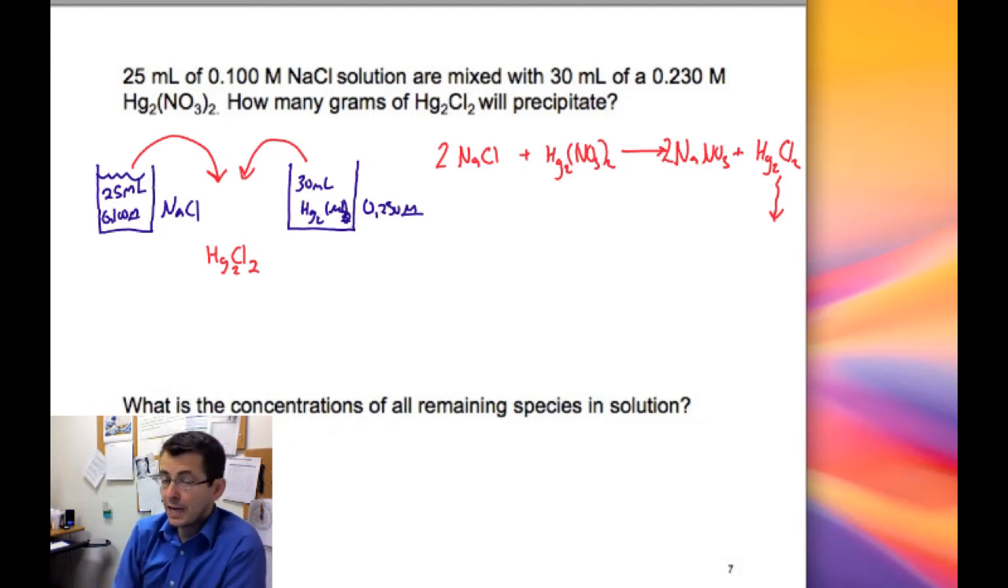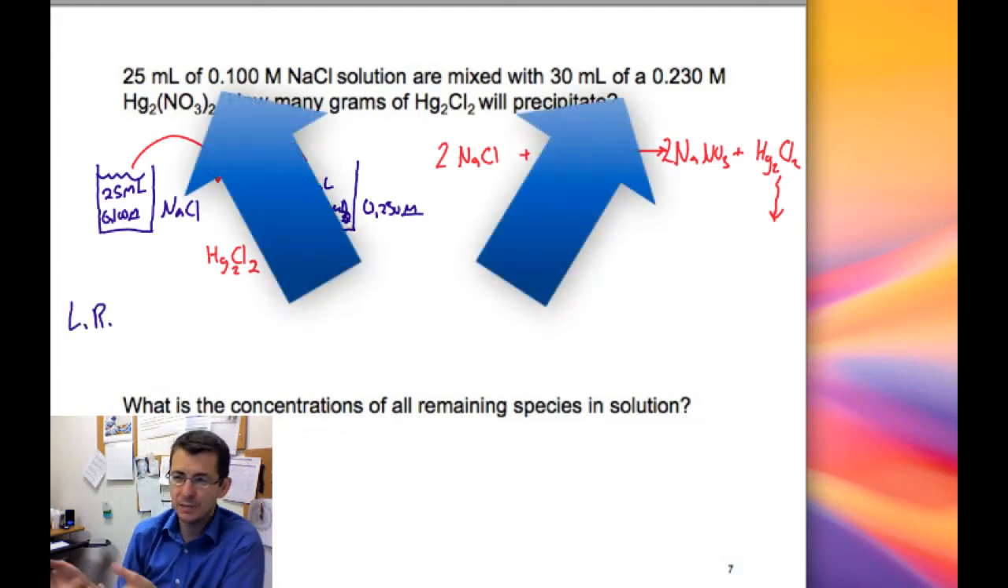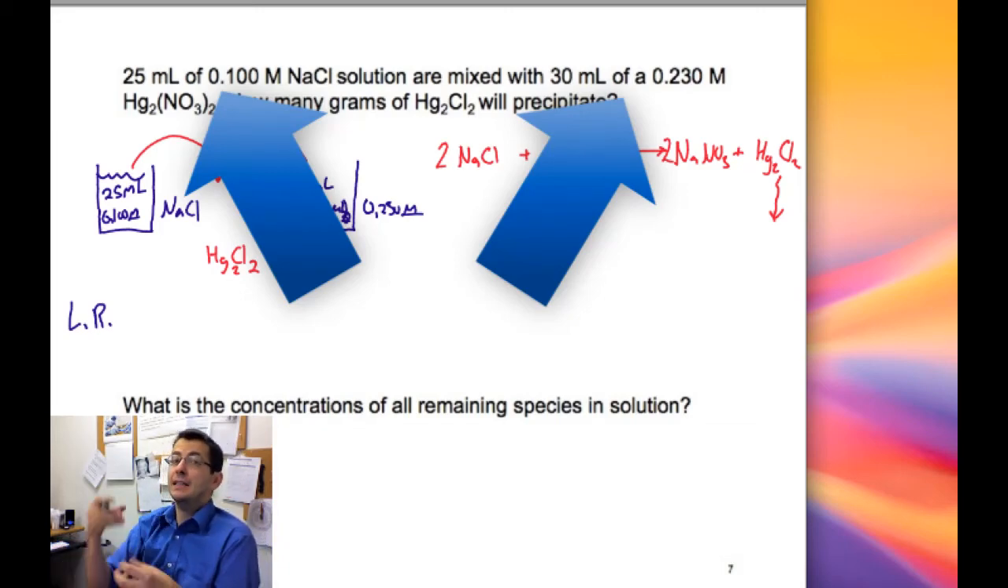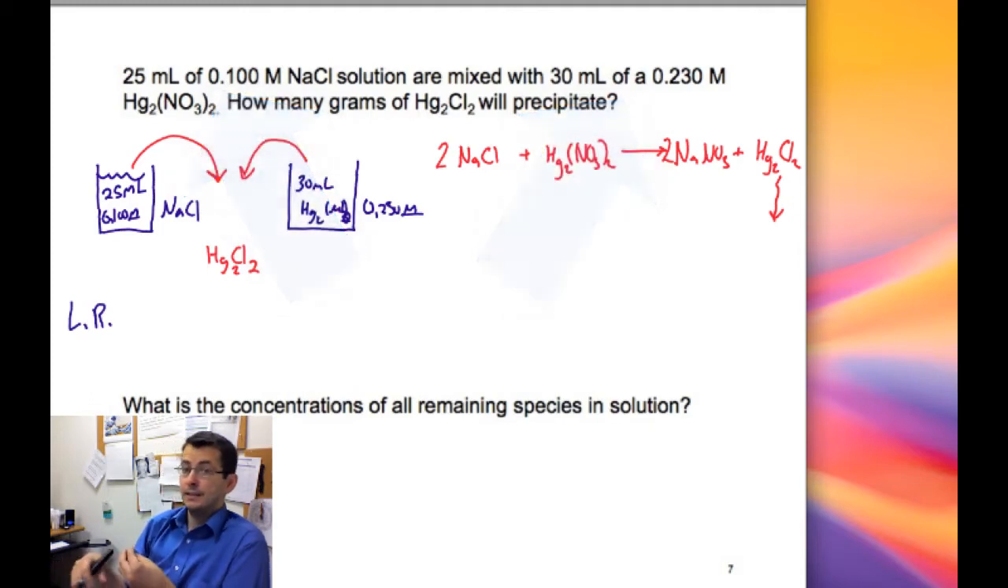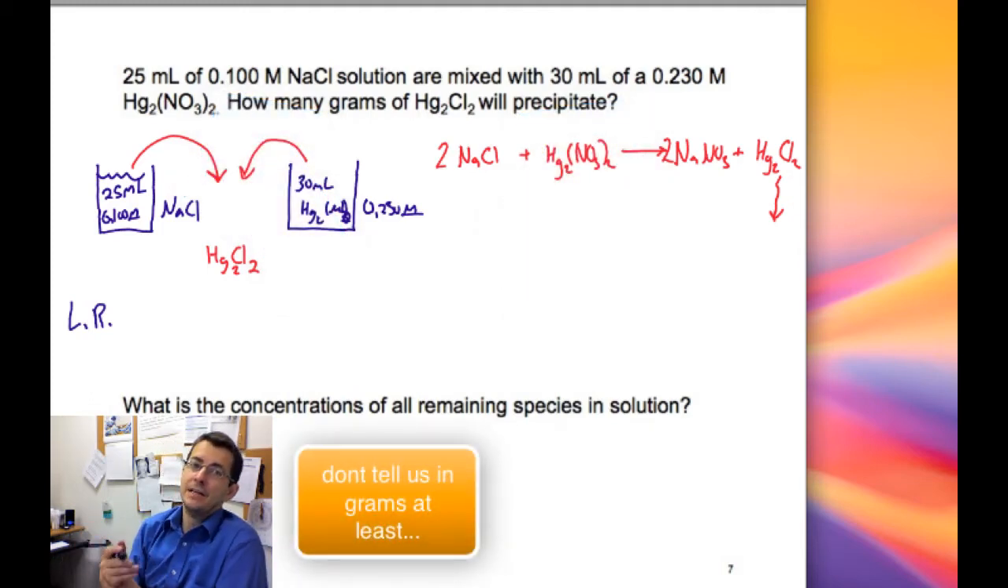If we had been given grams, we'd take the grams of the sodium chloride and the grams of the mercury nitrate and then figure out the chemistry from there. And how would we do that? Well, this is a limiting reagent problem. How do we know that? They give us two quantities of material. Well, they give us the amount of sodium chloride and the amount of mercury nitrate. But it's hidden in there. They don't tell us exactly how much of each.